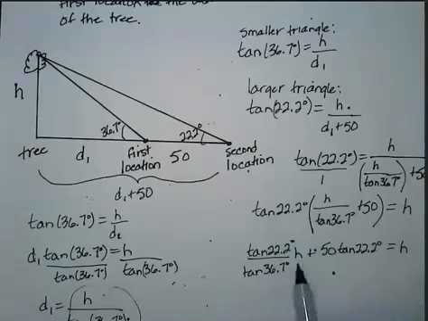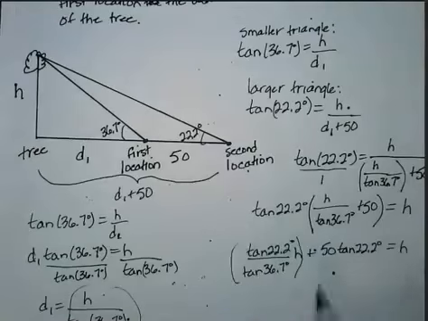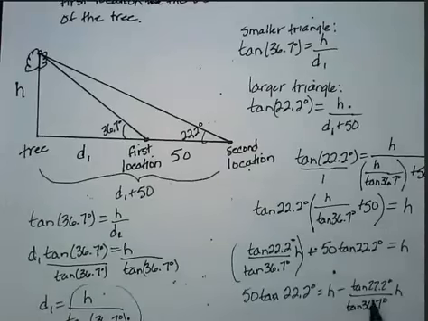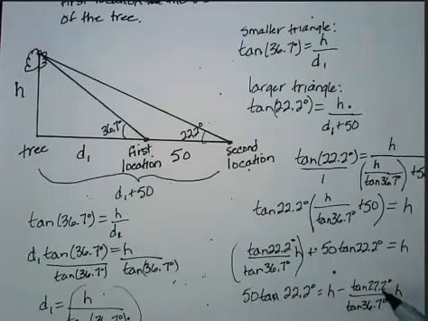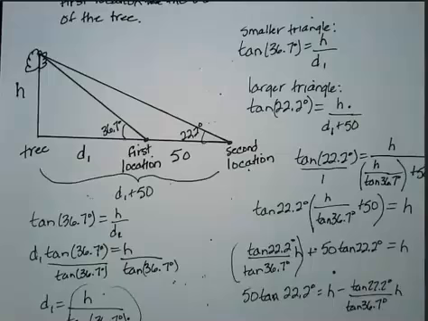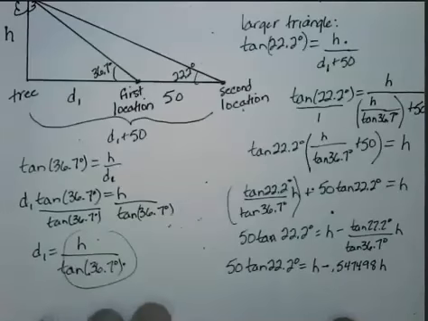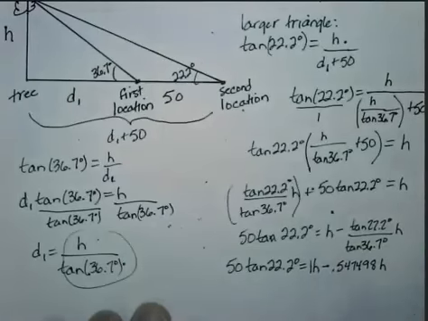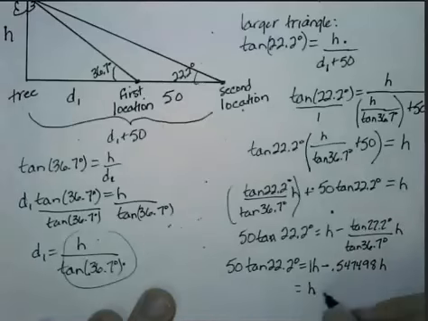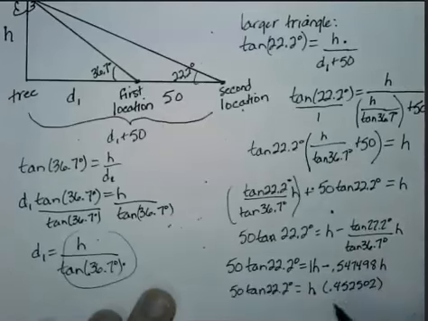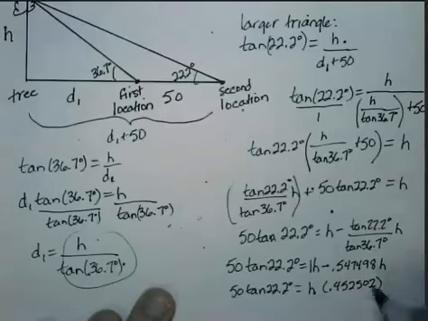Next, I want to get all my h terms on the same side. I'm going to take this entire term and move it to the other side by subtracting. Now this is getting really messy, so I'm going to go ahead and put this into my calculator and get a decimal approximation for it. There's my decimal approximation. Notice I took it out to 6 decimal places just to make sure I had enough. Now I can combine these two terms. Remember that there's actually a 1 in front of this h, so I can just subtract those two values. That gives me h times this value. Now all I have to do to solve this is divide both sides by this value.